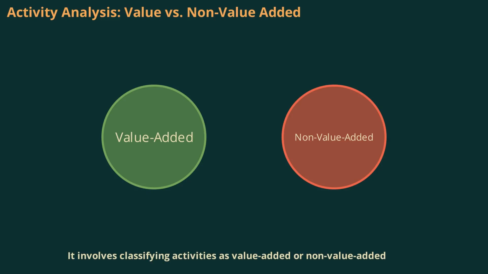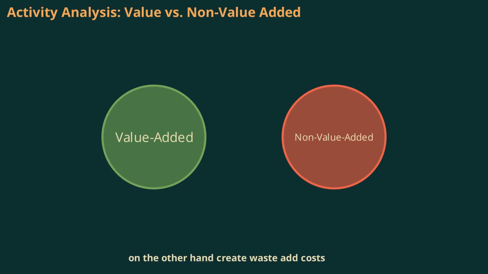It involves classifying activities as value-added or non-value-added. Value-added activities are essential to delivering products or services customers are willing to pay for. Non-value-added activities, on the other hand, create waste, add costs, or cause delays without enhancing value. By identifying and eliminating non-value-added activity, organizations can streamline operations and reduce costs.